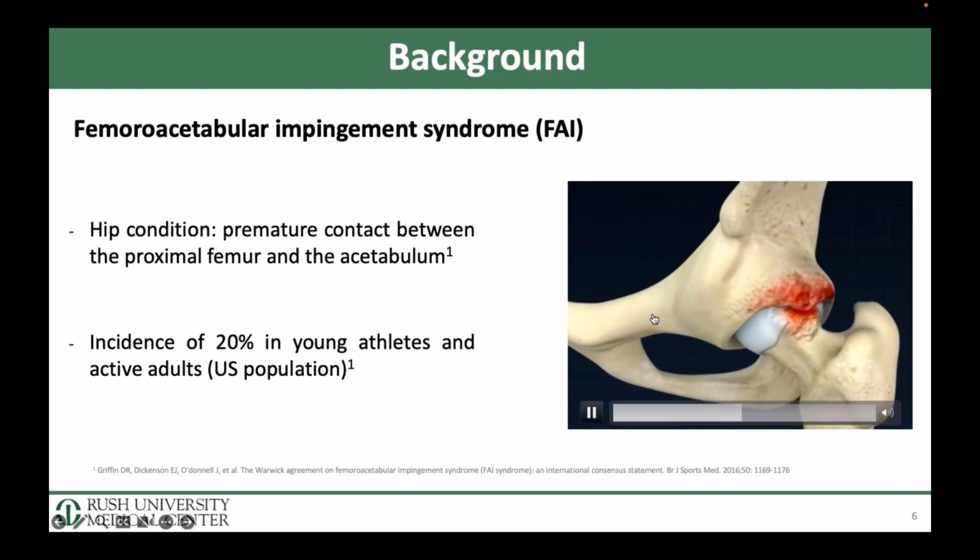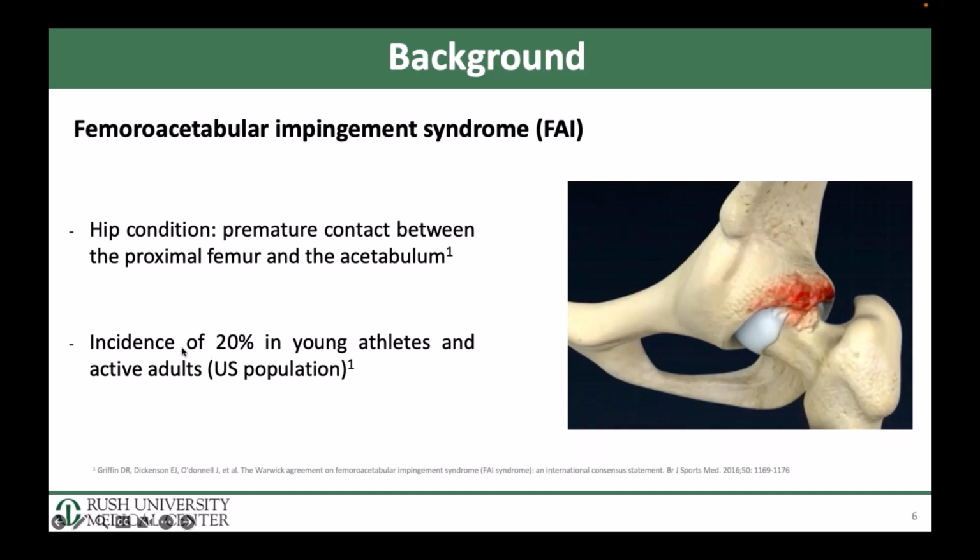So there is an abnormal morphology of these two bones, which leads to the so-called impingement. And this may result in altered and abnormal kinetics and/or kinematics. This pathology has an incidence of about 20% in young athletes and active adults, considering the US population. So a pretty important incidence in terms of young and active people.